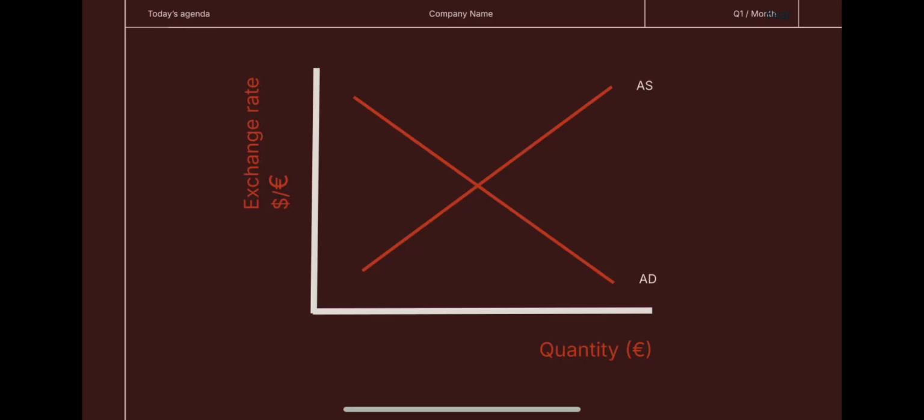This is a graph of the foreign exchange market. On the x-axis, you see quantity. In this case, it is euros. On the y-axis, there is the exchange rate, dollars per euro. The upward sloping line here is the aggregate supply of euros, and the downward sloping line is the demand for euros.